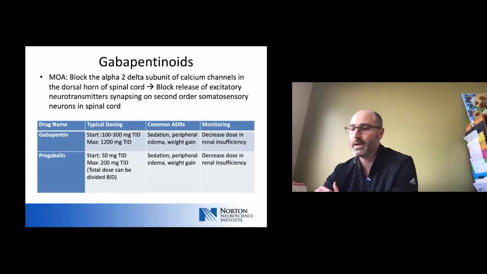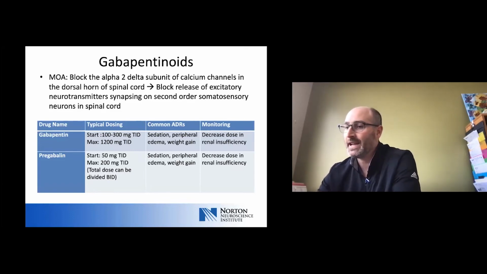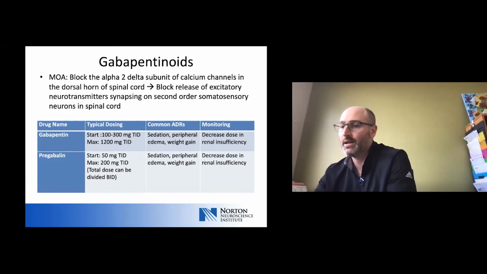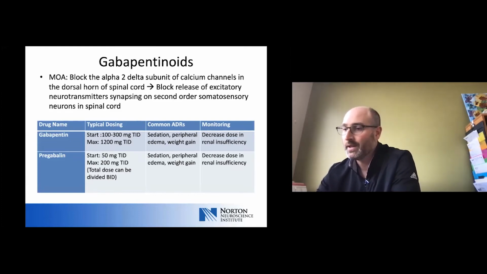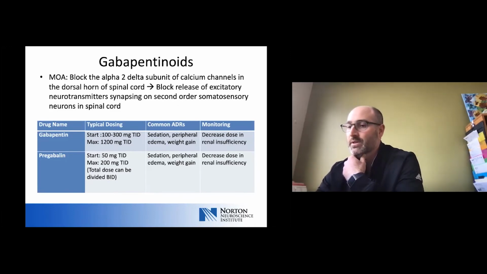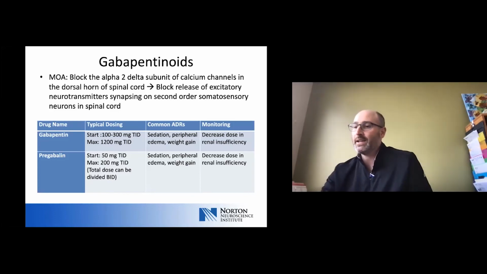So we'll start with gabapentinoids. Despite their name, these actually don't bind to GABA receptors. The mechanism of action for the gabapentinoids is going to be binding to alpha-2 delta ligands or subunits that we talked about a little earlier. And that's going to reduce the transportation of voltage-gated calcium channels to the neuronal membrane. And in so doing, this can block the release of excitatory neurotransmitters. So there are 2 gabapentinoids, gabapentin and pregabalin. Side effects are going to be the same in that they can produce sedation, edema, and weight gain.